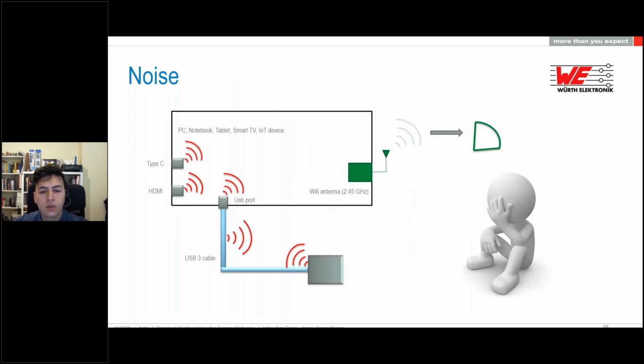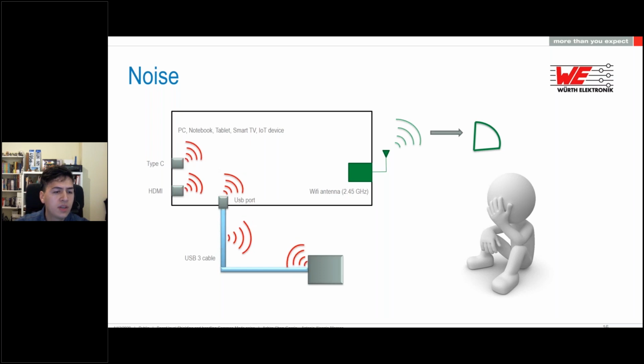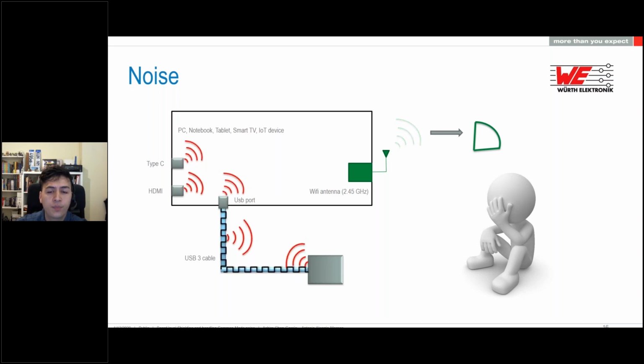So here we can see an example of the noise, a USB 3 transmitting from a notebook and producing some noise from some different cables, affecting the Wi-Fi antenna. In the end, what could happen is that we will lose this communication because they are resonating at 2.4 gigahertz. For that, we need this new choke that we developed that can filter this 2.4 noise.